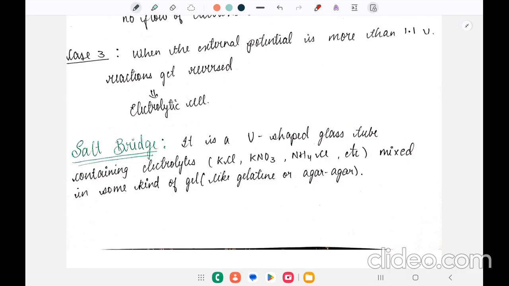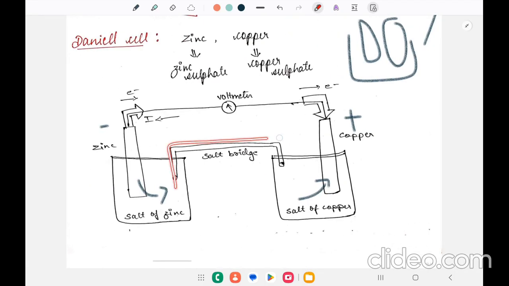So now we will understand what is a salt bridge. It is basically a U-shaped glass tube containing electrolytes such as KCl, KNO3, NH4Cl mixed in some kind of gel like gelatin or agar-agar. It plays a very important role in the working of an electrochemical cell and it completes the circuit and maintains the electrical neutrality of the solutions in each of the respective half cells. So the salt bridge will be the connection between the two half cells and will maintain the neutrality in between.